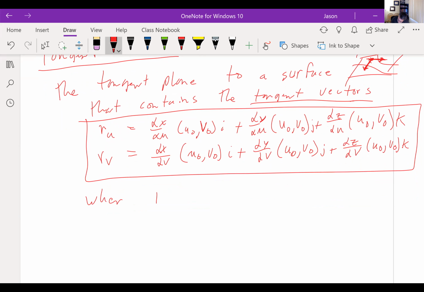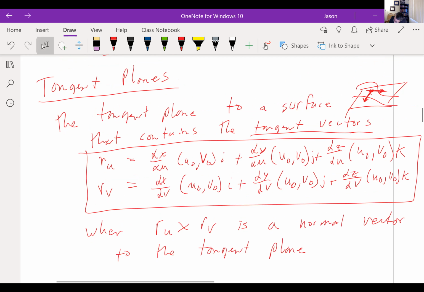And r sub u cross r sub v is a normal vector to the tangent plane. So that's the normal vector to the tangent plane. I'll just call that N. N is equal to r sub u cross r sub v.